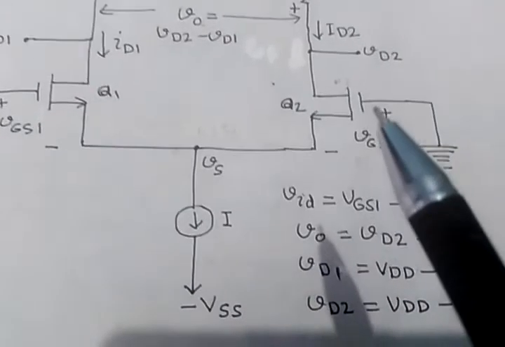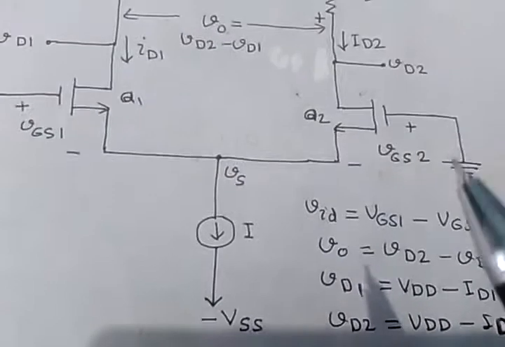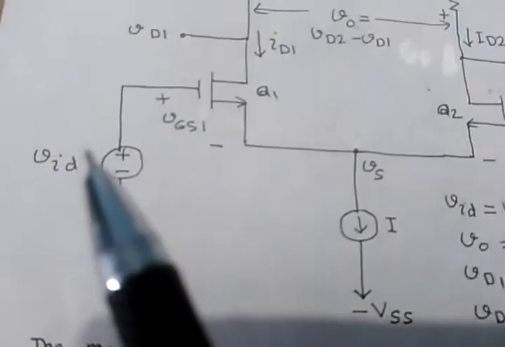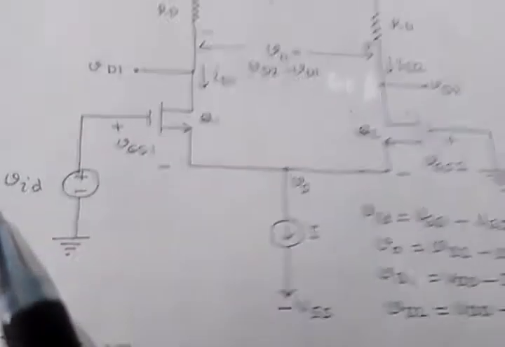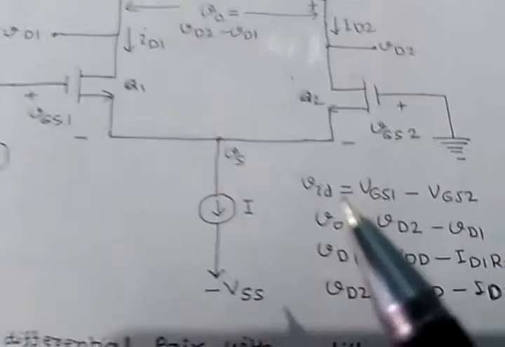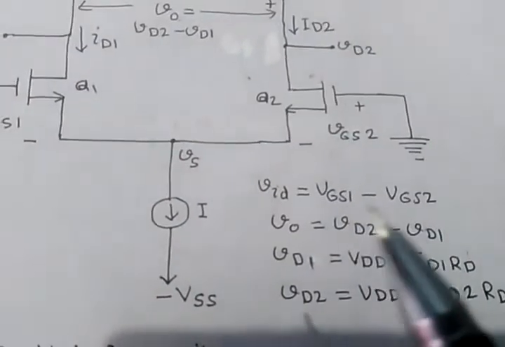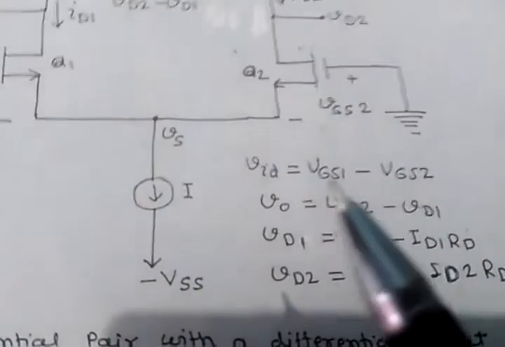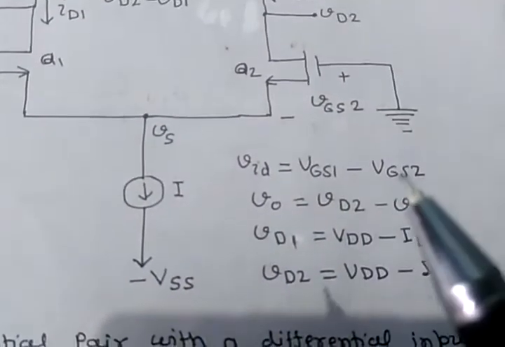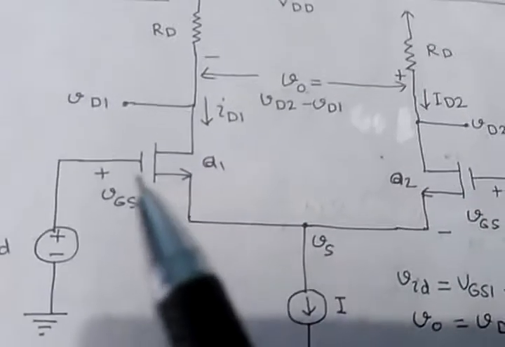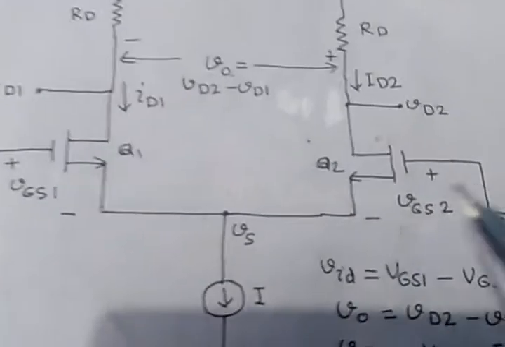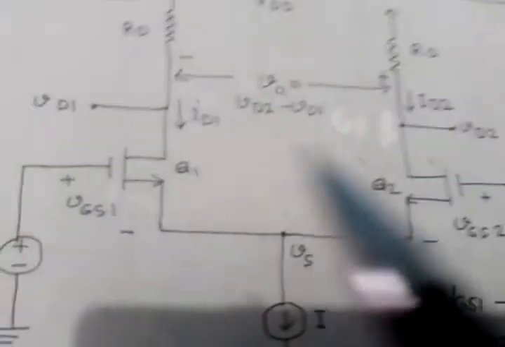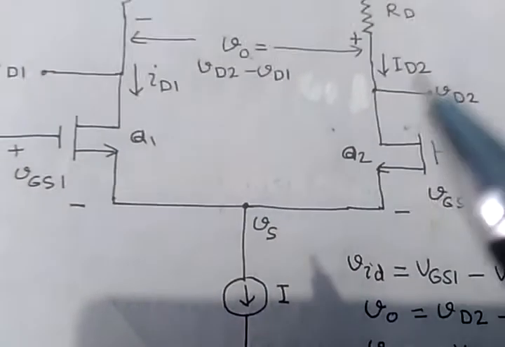Here at the gate of Q2, ground potential is applied, and at the gate of Q1 we have applied a voltage VID. So the difference voltage is VID equals VGS1 minus VGS2. Suppose that VID is positive, meaning VGS1 is greater than VGS2. In this case, the drain current of Q1, ID1, will be greater than the drain current of Q2, ID2.